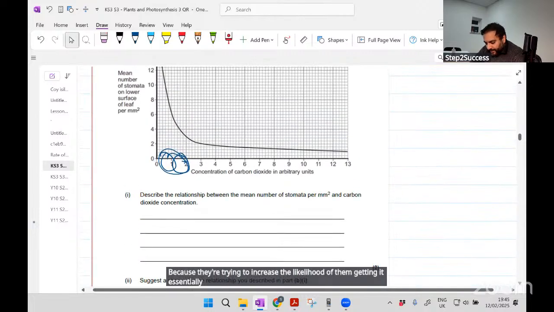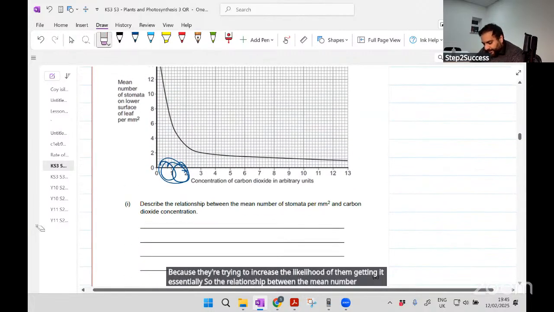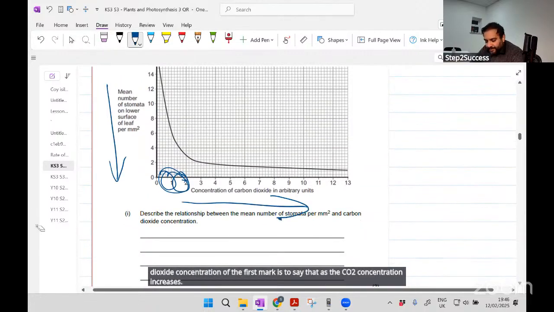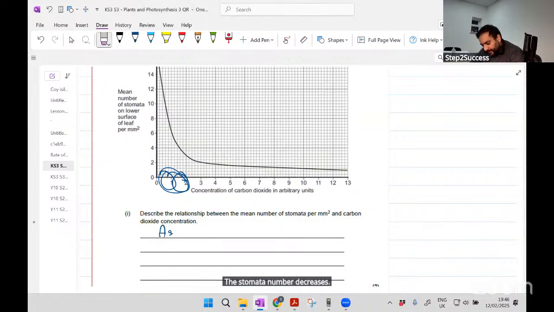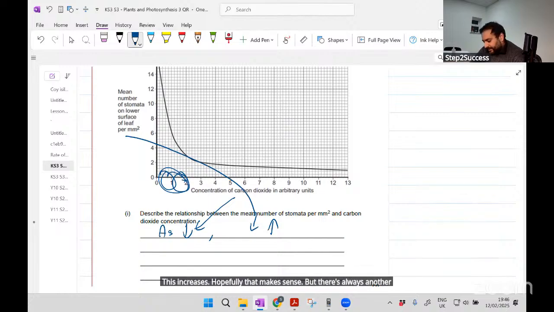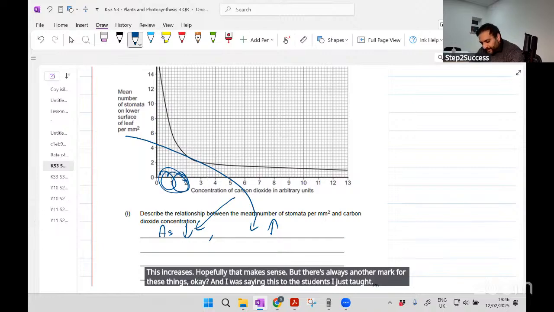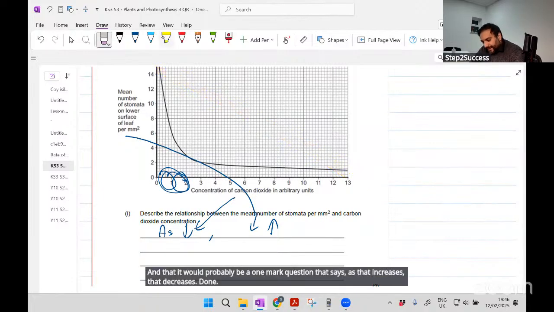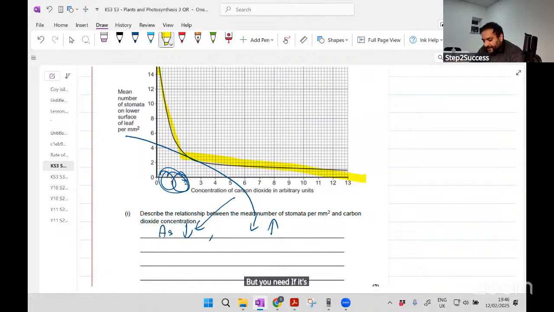So for the relationship between the mean number of stomata and carbon dioxide concentration, the first mark is to say that as the CO2 concentration increases, the stomata number decreases. But there's always another mark for these things. Whenever you see a graph that is not a straight line, and if it was a straight line it would probably be a 1 mark question that says, as that increases, that decreases. Done. But if it's curved, you need to explain why it's curved.